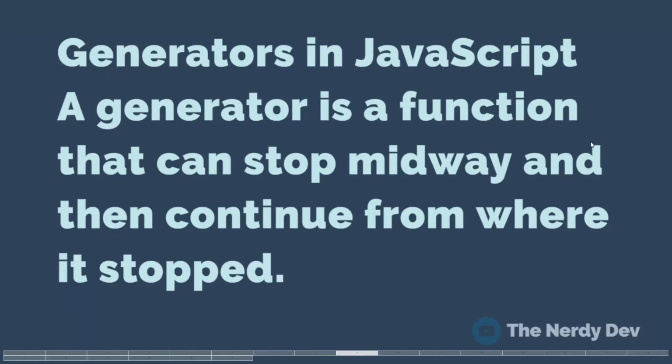In this video, we'll learn about generators in JavaScript. ES6 introduced a new way of working with functions and iterators in JavaScript, and that is termed as generators. So the question that must come to our mind is, what is a generator? Now, a generator is a function that can stop midway and then continue from where it stopped.